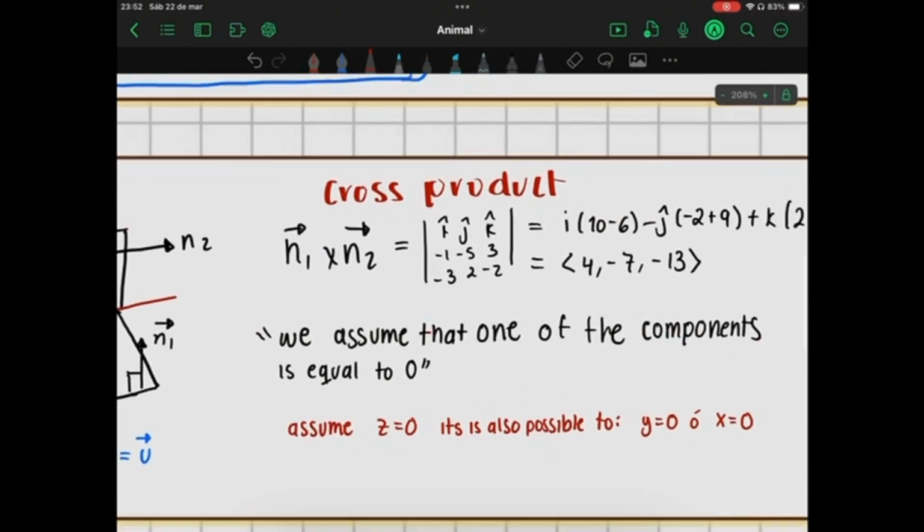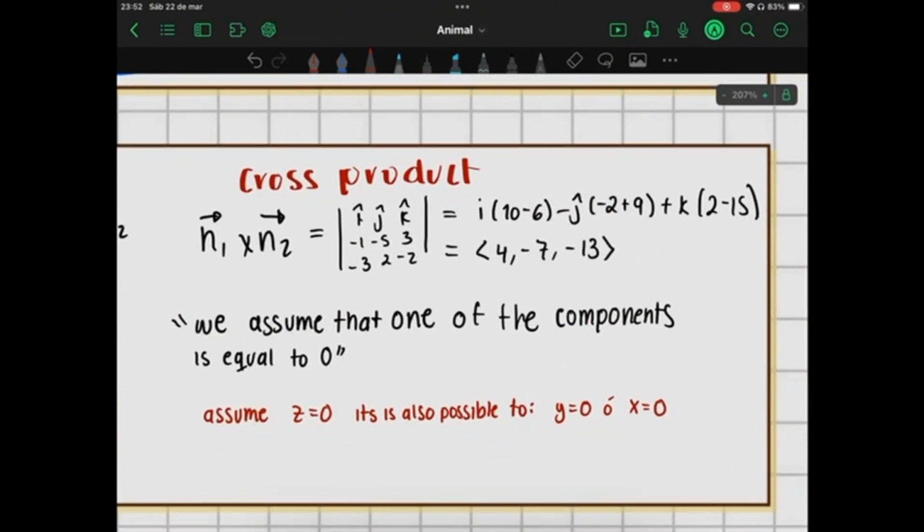Well, now we start with the cross product. In this step, we perform the cross product of n1 and n2, finding the values for i, minus j, and k, which will give us the resulting vector.